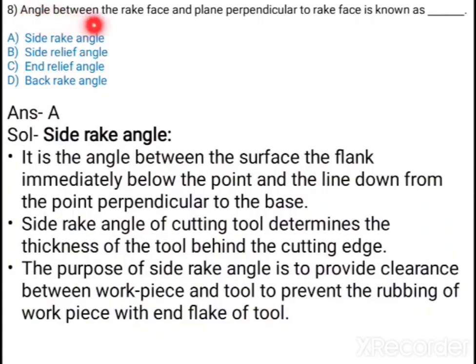Now next, the angle between the rake face and the plane perpendicular to the rake face is known as the side rake angle. Definitely option A is right. Side rake angle is the angle between the flank immediately below the point and the line down from the point perpendicular to the base. Side rake angle of a cutting tool determines the thickness of the tool behind the cutting edge. The purpose of the side rake angle is to provide clearance between the workpiece and the tool.